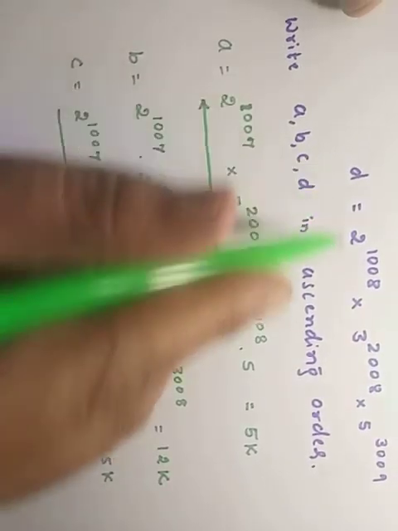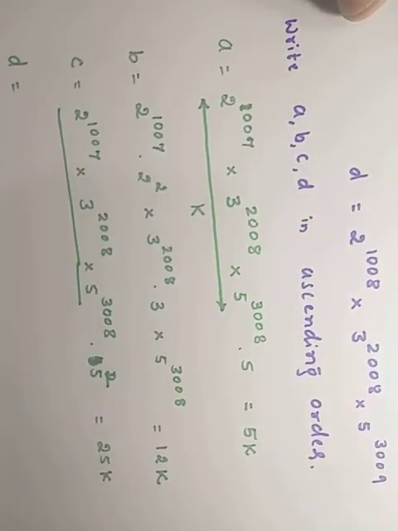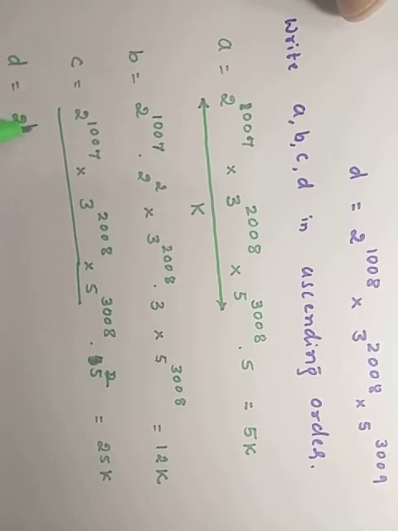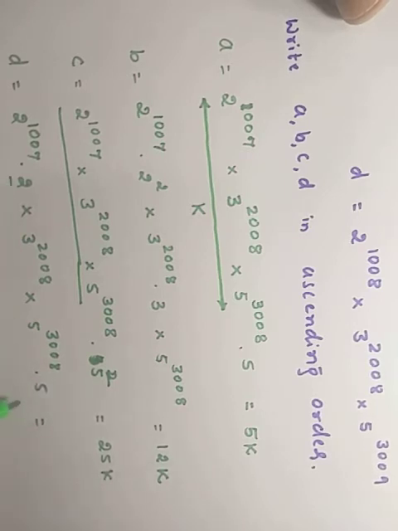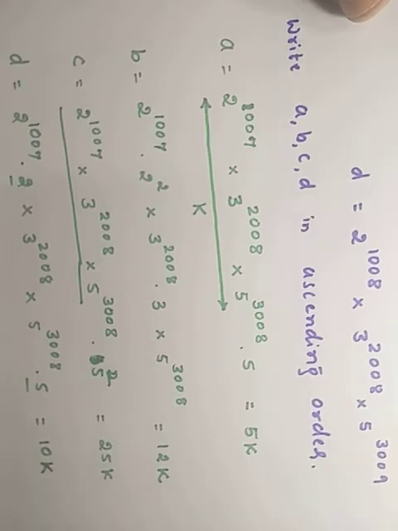Now, we'll take one more example, that is D. The value of D here, D is equal to 2 to the power 1008 is given. So, we'll have to make 1007 into 2, into 3 to the power 2008 as usual, into 5 to the power 3009 means 3008 into 5. That's equal to 2 into 5 is 10 and remaining all form K, therefore it becomes 10K.